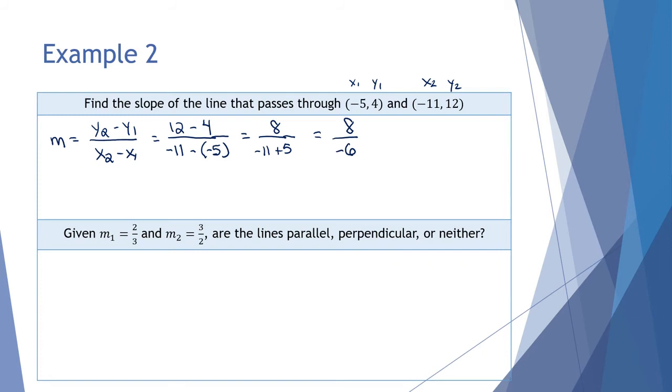Now I need to reduce that. I got a fraction that doesn't divide into a whole number, so I need to reduce. I can divide both of these numbers by 2. That gives me 4 over -3, and that is my slope. So we have a negative slope, which means that the line is decreasing. This is going to be going down as we move from left to right.